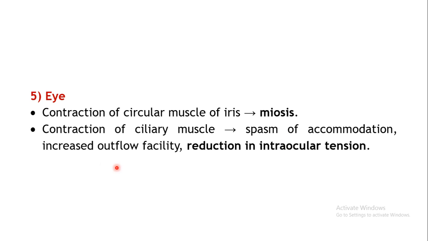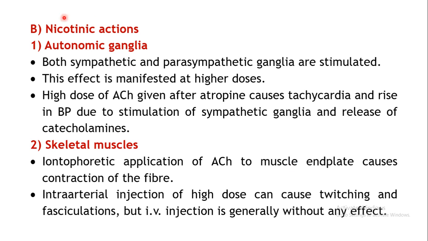So spasm of accommodation, increased outflow facility, that is of the aqueous humor. The outflow of aqueous humor will be promoted. So as a result of this, there will be reduction in the intraocular tension. So these types of drugs can be used in the treatment of glaucoma. It is a condition wherein the intraocular tension is increased. So it can help in reduction in intraocular tension. Then these are all the muscarinic actions.